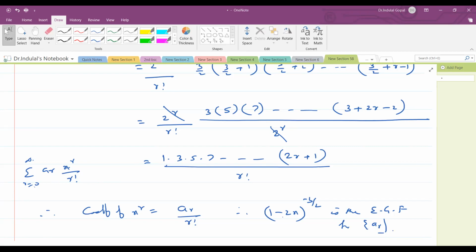Now suppose, we know that NBR denotes the number of R permutations of n distinct objects.